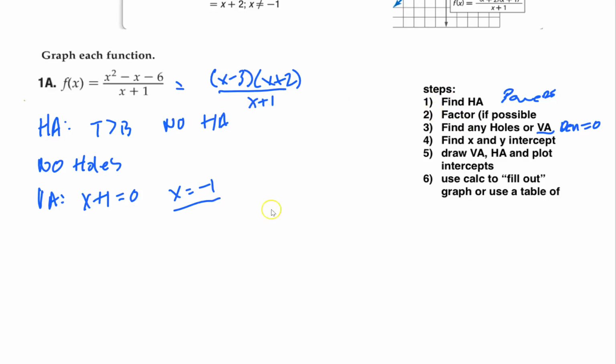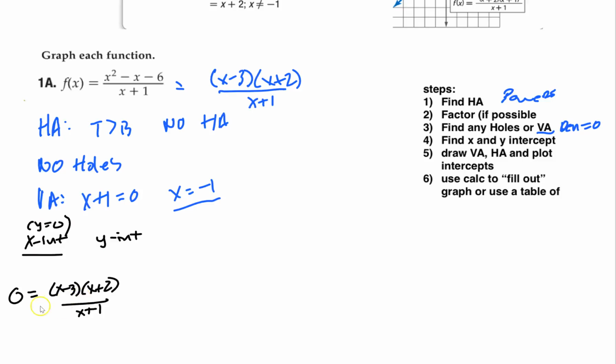Now, so we can make it graph a little better, let's find the x and y intercepts. So let's find the x-intercept and the y-intercept. So if you guys remember x-intercept, you just set y equal to 0. So let's go back to our equation right there. We're going to have 0 equals x minus 3, x plus 2 over x plus 1. Right, that's how we find our x-intercept. You set y equal to 0. And then the way we saw this, I know it looks a little scary. Don't freak out. You multiply both sides by x plus 1.